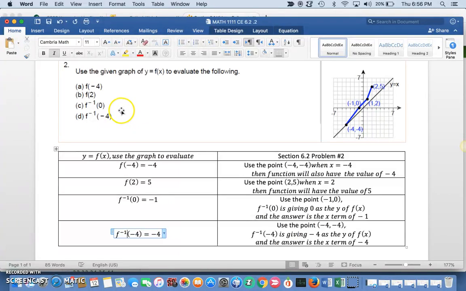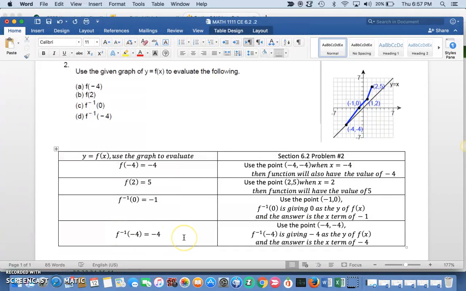Now we're dealing with the inverse. So instead of looking for x to be 0, look over here where your y is 0. That would be the x of the inverse, and then the x is the y. So instead of using the point as (1, 0) on the inverse, it's (0, -1).